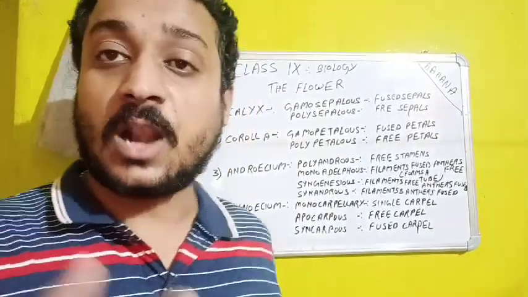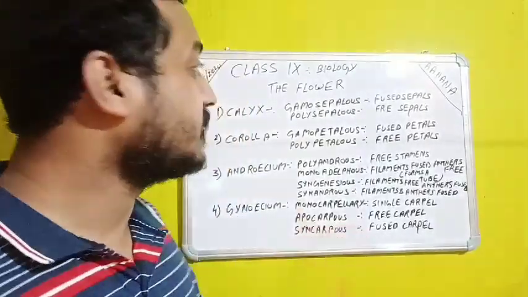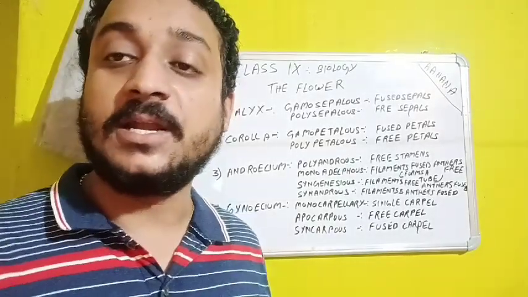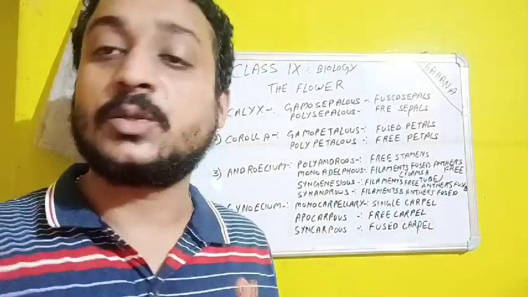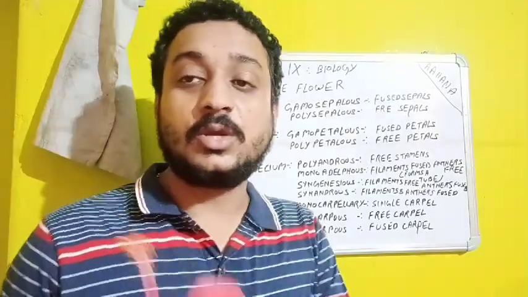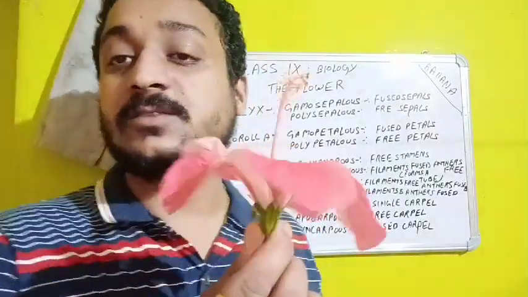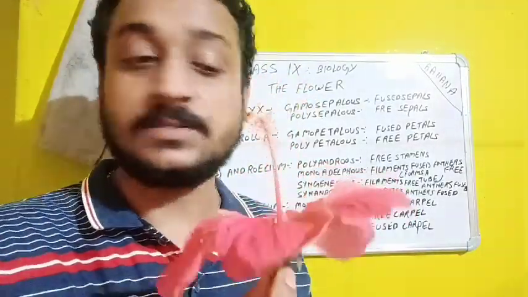This video is for class 9th biology. The chapter is the flower. As we all know, we have completed the chapter, the tissues. Now we are going to the next chapter, the flower. So today we are having a hibiscus flower. A hibiscus flower is with us.